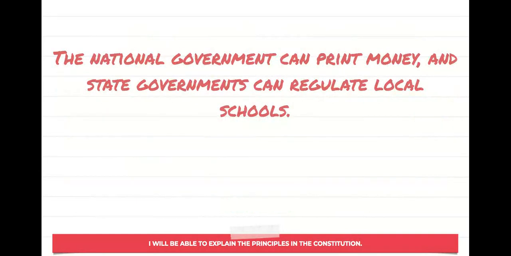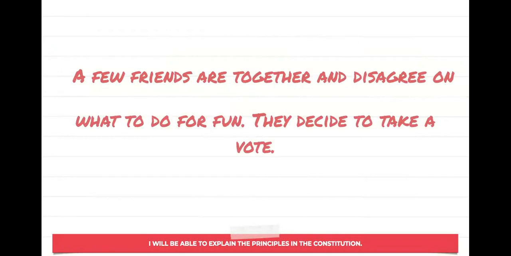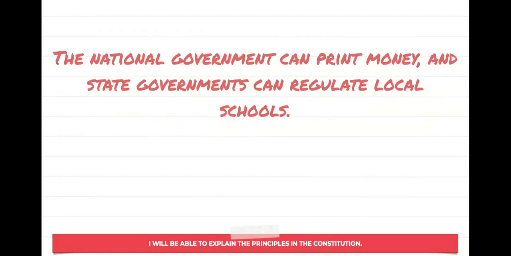The national government can print money and state governments can regulate local schools. So that's describing certain powers held by the federal or national government and the state government. What principle does this deal with? If you said federalism, then you are correct. So there is a little bit about principles 5 through 7 of the Constitution.